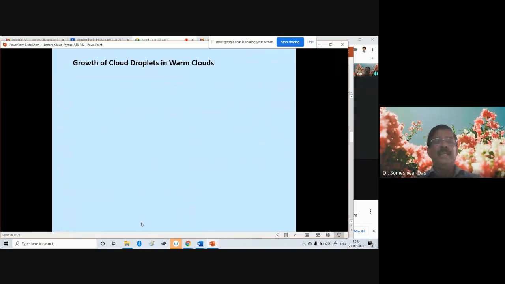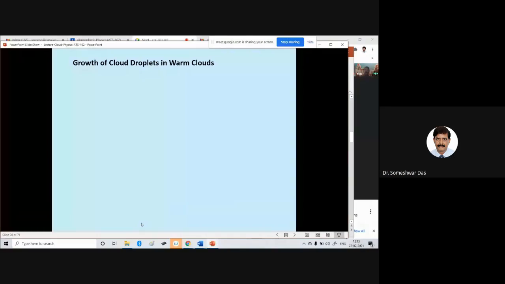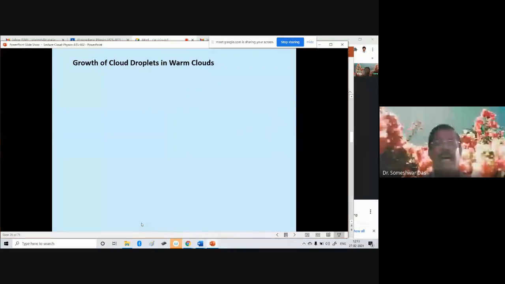So now let's talk about the growth of the cloud droplets in the warm cloud. We are talking about the warm clouds only so far, and how the droplets grow in the warm clouds. We had talked a little bit earlier about how the embryonic cloud droplets initially grow because of condensation, right? And then further, they will grow depending upon many factors. One important factor is how they are able to collide with the droplets surrounding them.